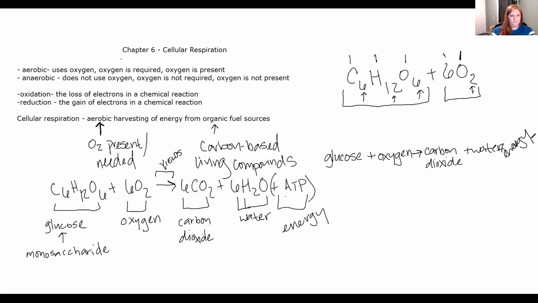All right. So let's look back up here at our definition for cellular respiration. We have aerobic harvesting of energy. Well, here's the aerobic part in our equation. It's the oxygen. Of organic fuel sources. Here's our organic fuel source. It's glucose. Okay. We get carbon dioxide and water plus energy that comes out of it. Let's pause in the notes on this part for a second.